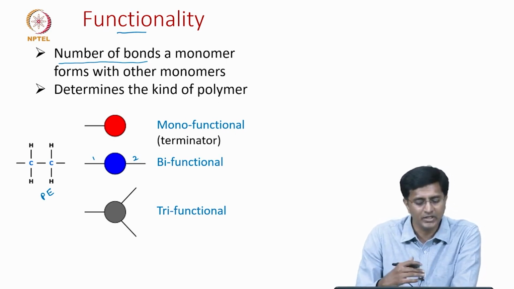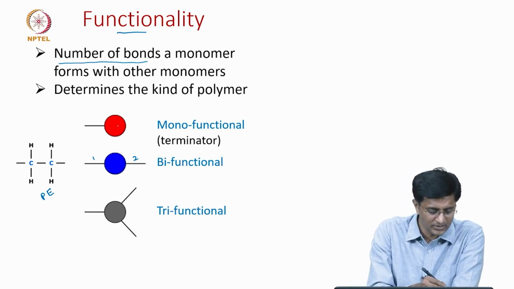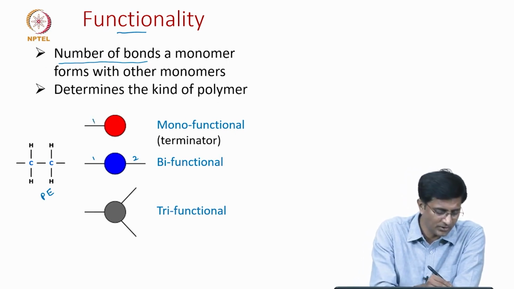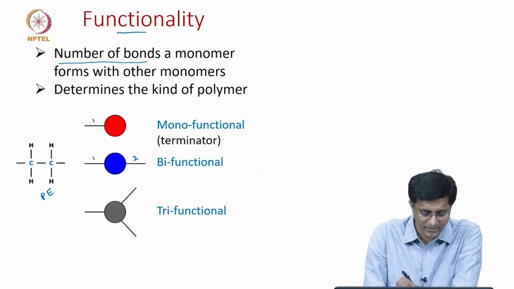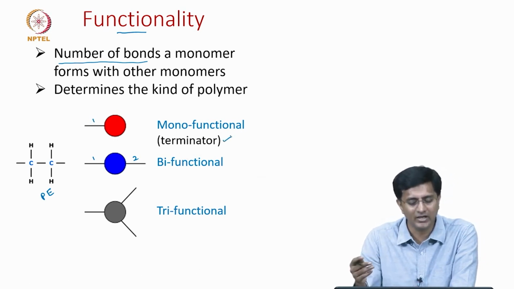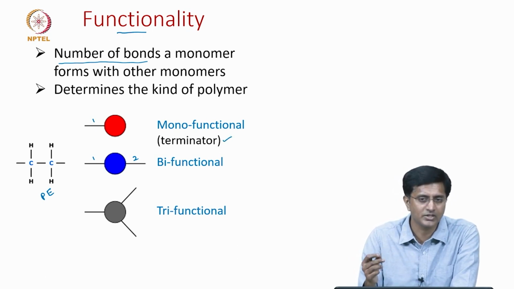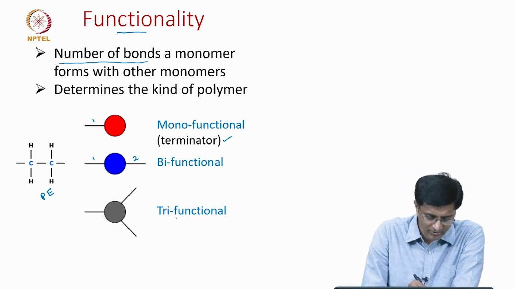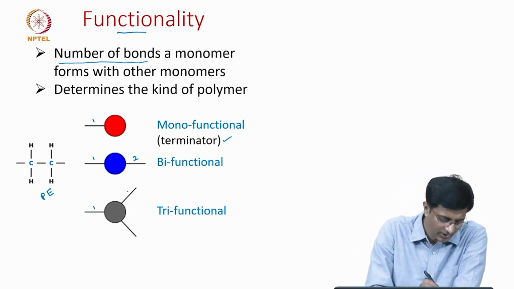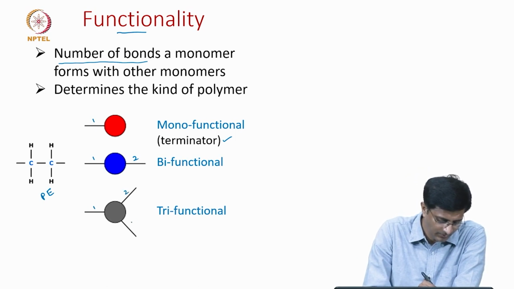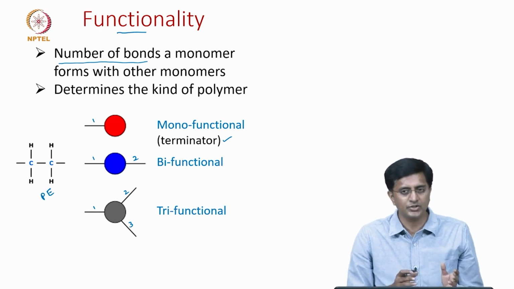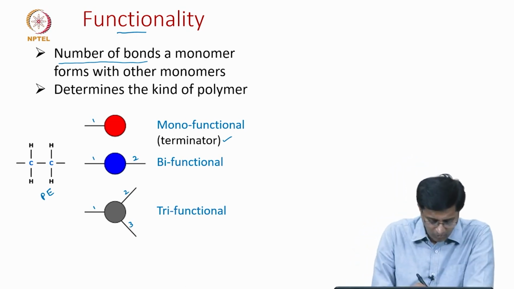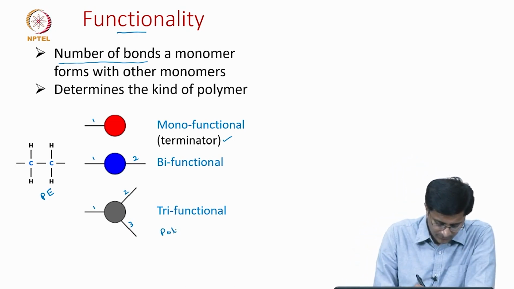Like this, we have many other functionalities. We see this monofunctionality, meaning that there is only one functional bond. These are also called terminators. We will see in a while why they are called terminators. And we have this trifunctionality, meaning they have three functional bonds. Usually it can also have more than 3, so 3 and more we call polyfunctional as well.